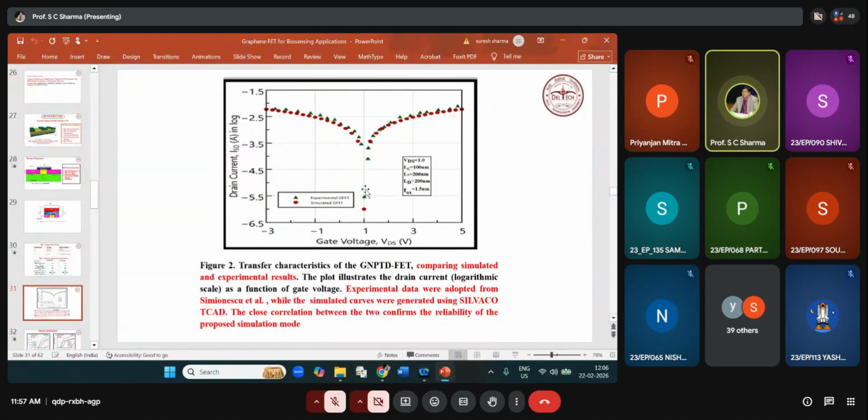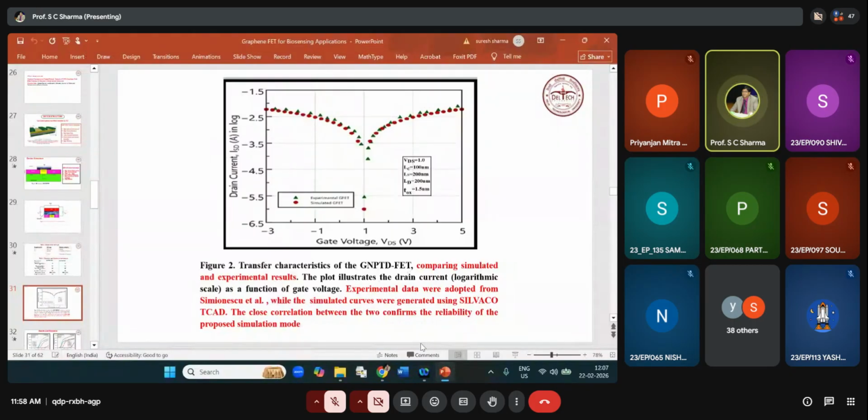Then we have this one, our simulated results. In fact, this black one is the experimental result and the red one is our simulated result. So the simulation results are almost comparable to the experimental result. Drain current as a function of gate voltage for these parameters: drain source voltage 1.0, channel length 100 nanometer, source length 200 nanometer, drain length 200 nanometer, and thickness of the oxide 1.5 nanometer.